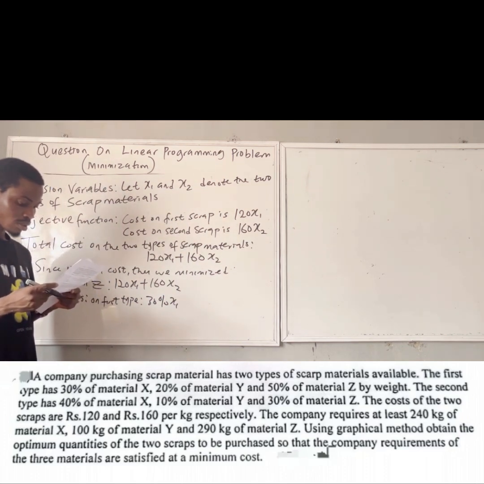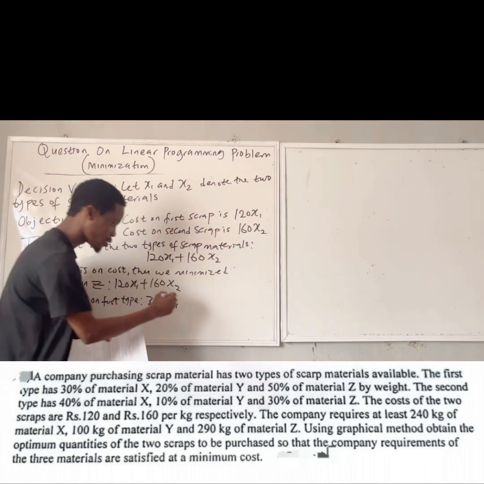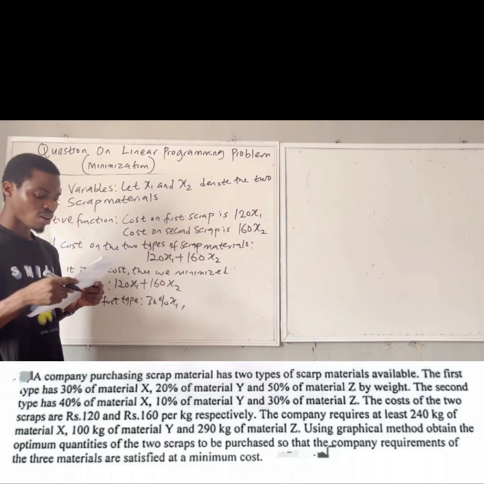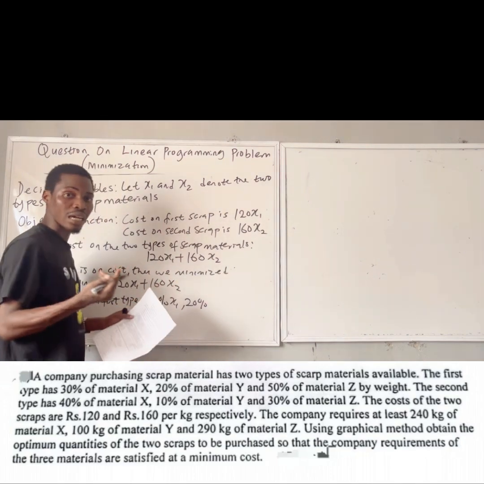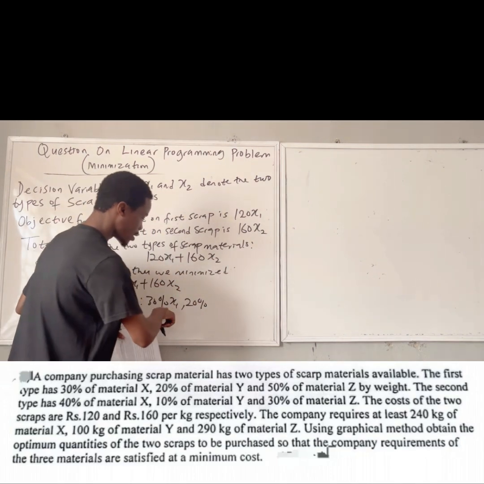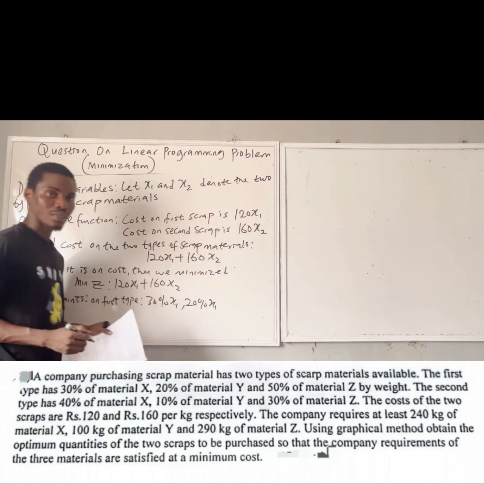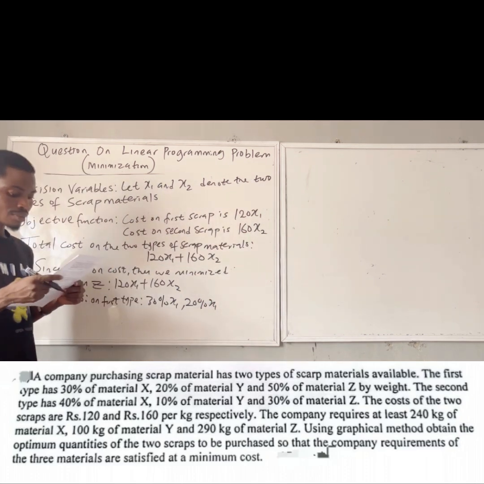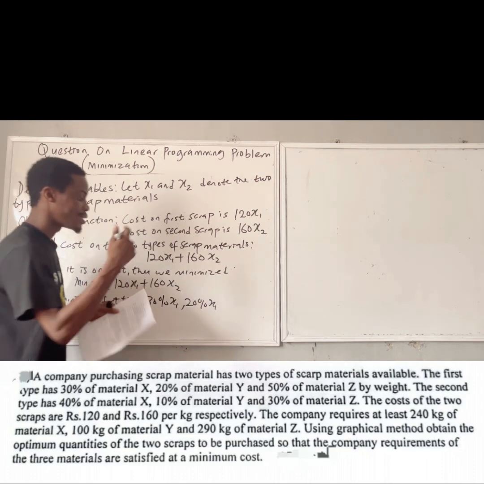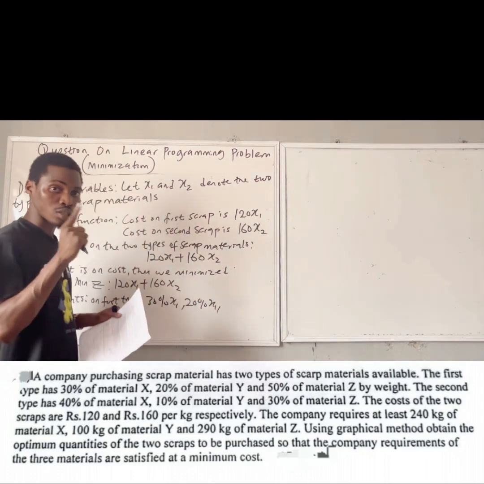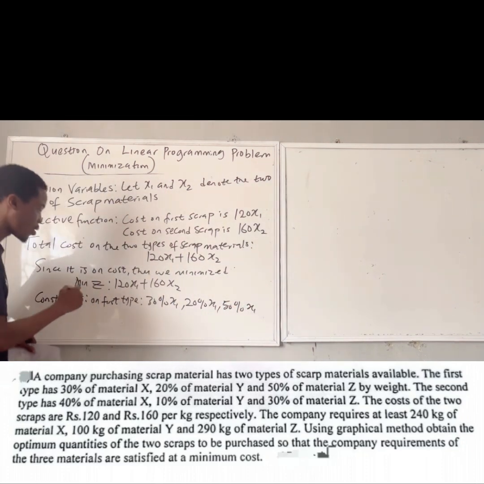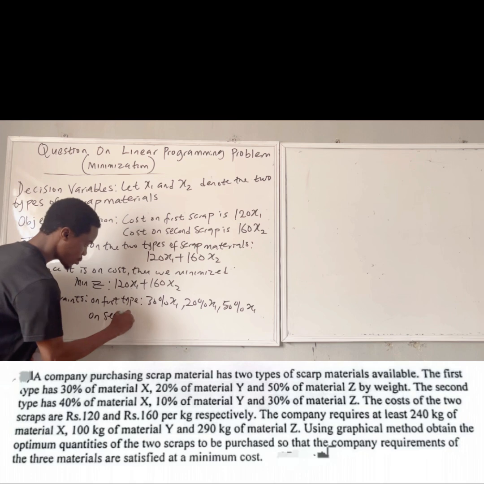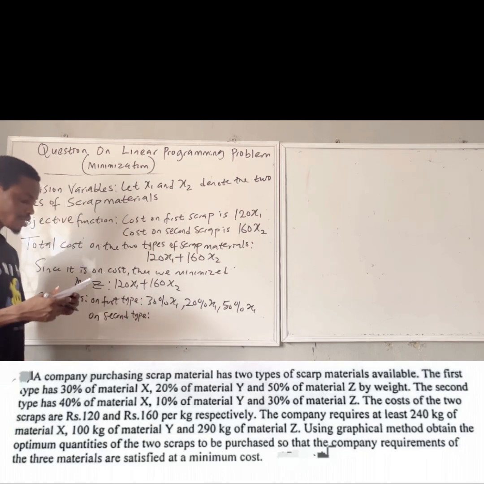And on the first type we have 30% on x1, and also we have 20% of material y, still on x1, our first scrap. Then 50% of material z, still on the first scrap, so 50% x1 as well. So on the second type, what do we have?